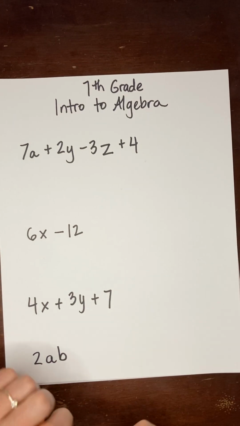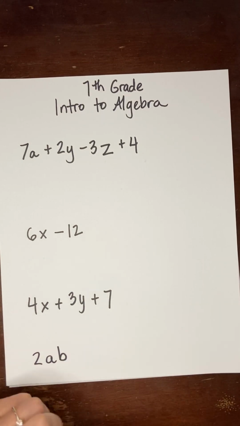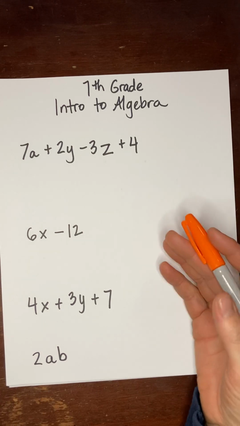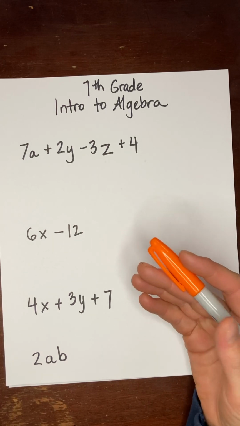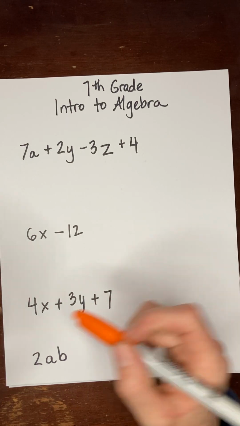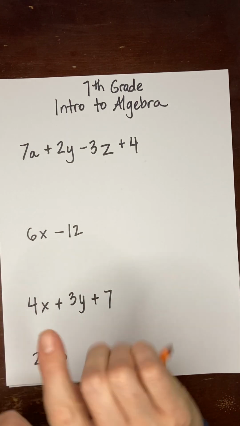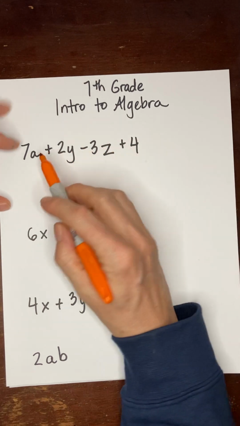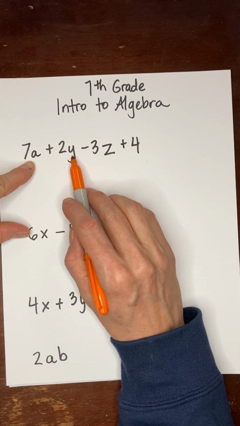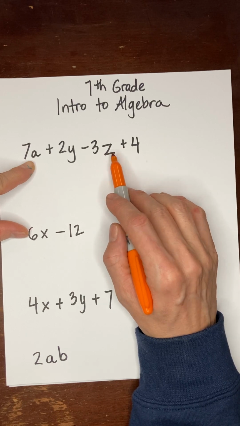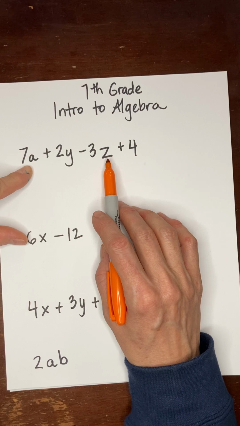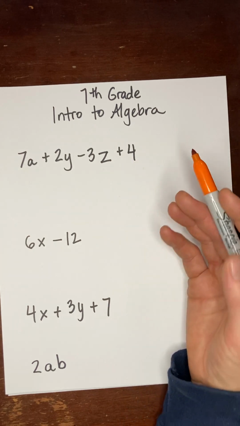Okay, let's do a quick review of our introduction to algebra. So in algebra, we are introducing letters as placeholders for numbers that we don't yet know. Okay, so a letter, we call it a variable. So here, A is a variable, Y is a variable, and Z is also a variable because they're numbers, but we don't yet know what those numbers are. So we use the letter to hold their place.